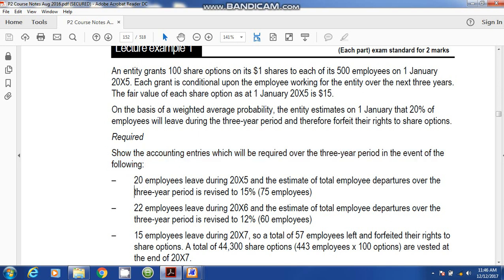In the first year, we assume 20 employees will leave during 20x5, and the estimate of total employee departures over the 3-year period is revised to 15% or 75 employees.